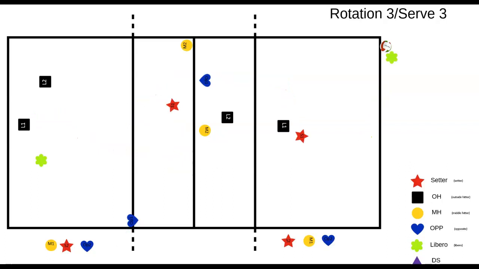Okay, let's take a look at that again. So on the serving side, the switch happens here where the left goes here. And for here, the left is going to hang out for 1 second while the setter runs and the libero gets in. And then she's going to move over to her base.